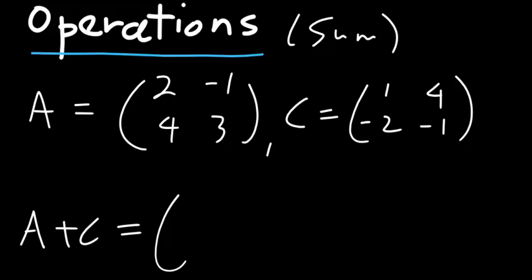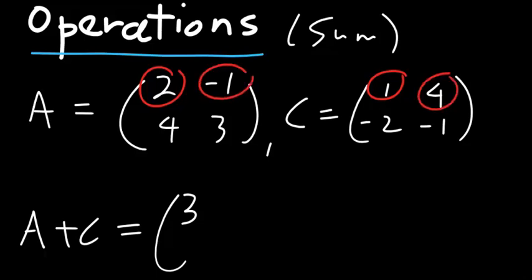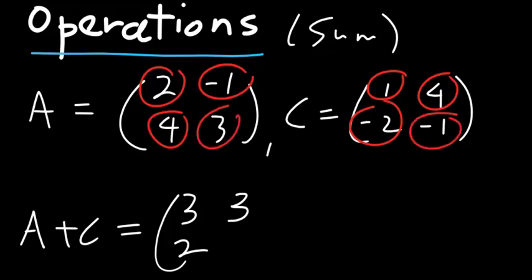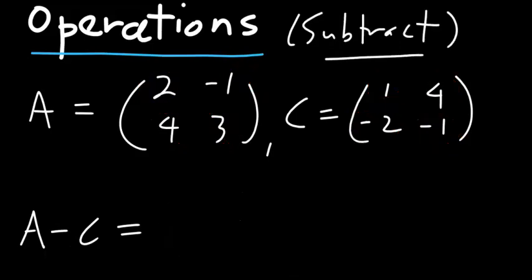So you do element by element. This 2 should be summed up to the corresponding element of matrix C, which is 1. So 2 plus 1, that is 3. And then minus 1 plus 4, that's going to give you a 3. 4 plus minus 2, that's going to give you a 2. 3 plus minus 1, that's going to give you a 2. So that's the answer. Now what about subtraction?